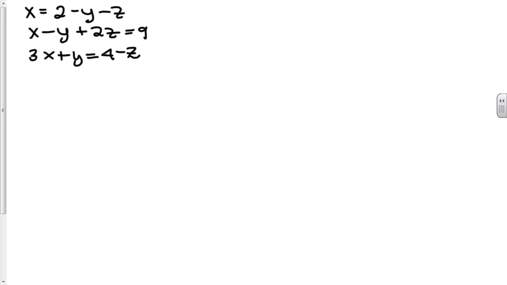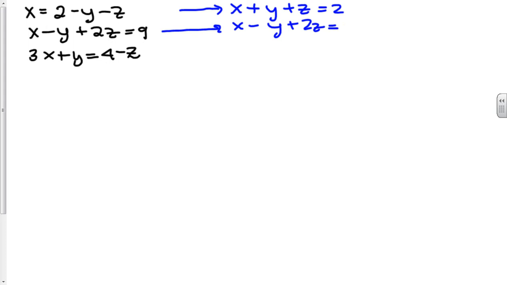So first I need to put the first equation and the last equation in order because they are not. I need to have x, y, and z. So x, move the y over, move the z over. My second equation is just fine, x, y, and z. My third equation needs to be moved, 3x plus y, move the z over, equals 4.